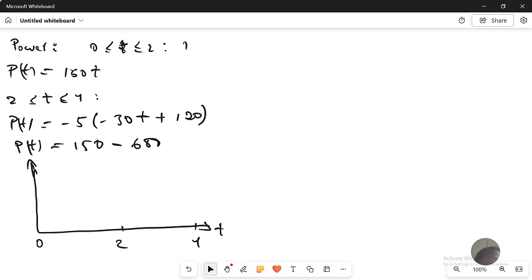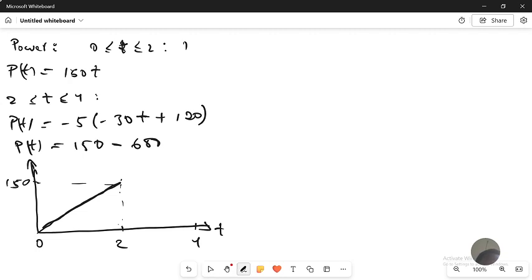Now from 0 to 2, the value of PT is 150T. There is no constant, which is 0 here, meaning that it passes through the origin, and the rate is 150. So it starts from the origin and goes up to 150 at T equal to 2.